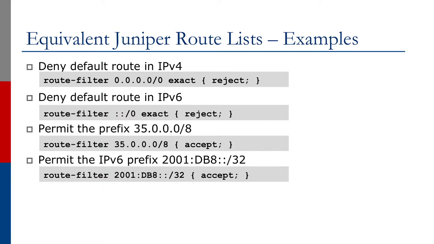For Juniper, the equivalents of the previous prefix lists are shown on this slide. To deny the default route in IPv4, you'd say route-filter 0.0.0.0/0 exact, and then you'd have an action of reject. To deny the default route in v6, you'd also have route-filter ::/0 exact reject. To permit the /8 prefix, you'd say route-filter 35/8 accept. And you can also permit the 2001:db8::/32 as shown in the last example.